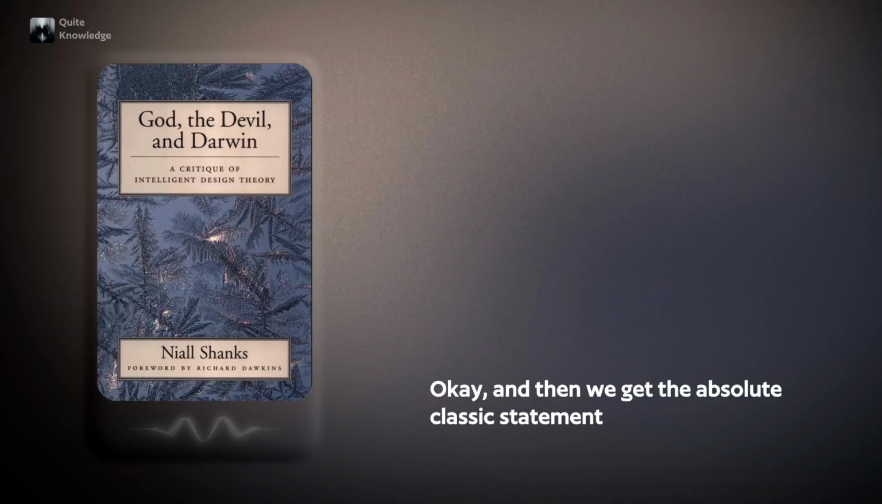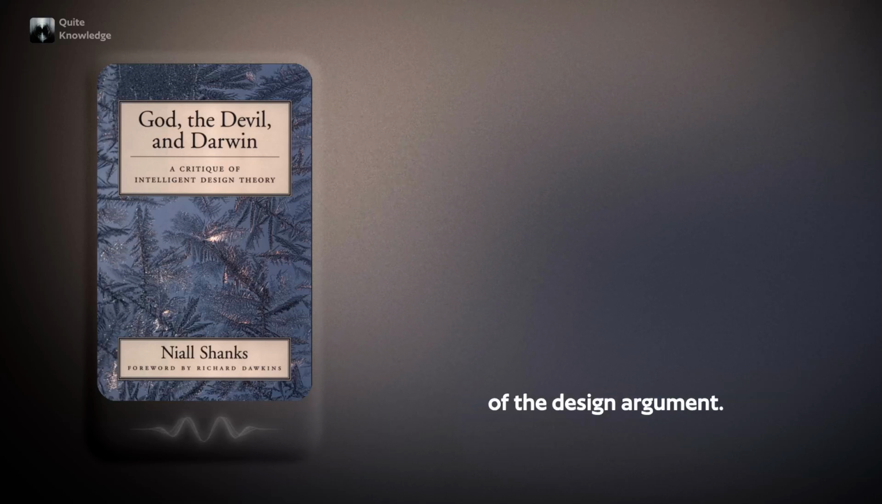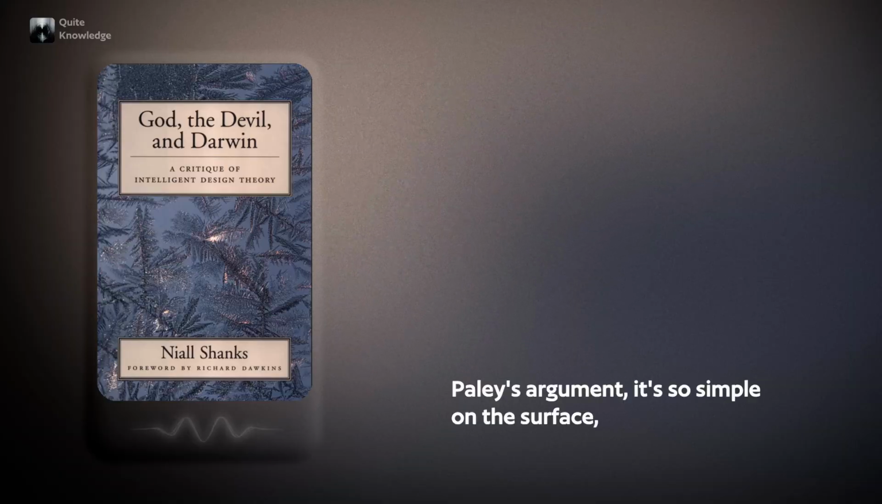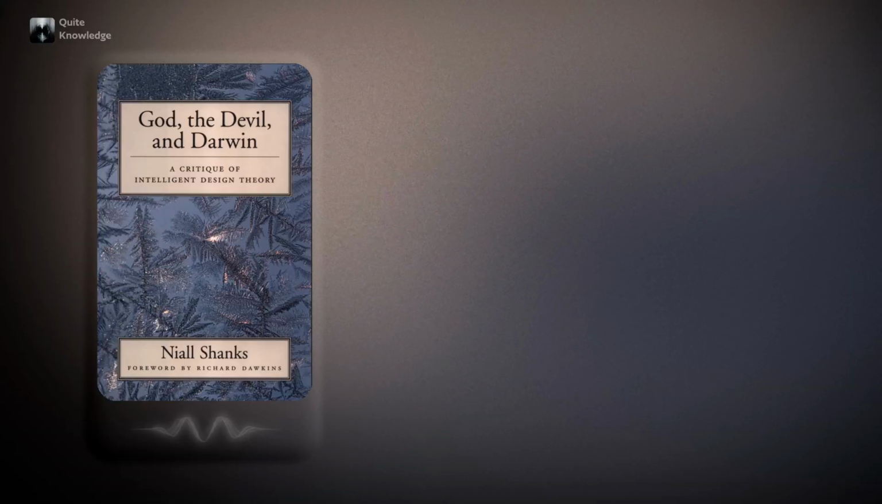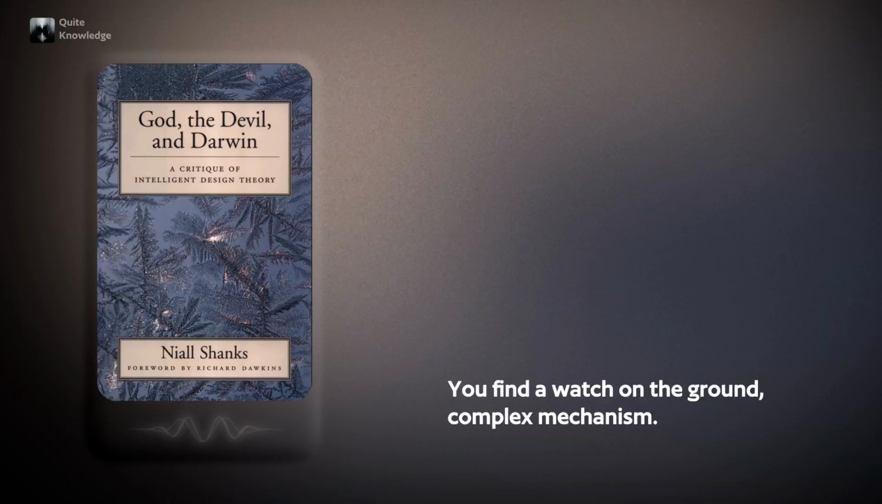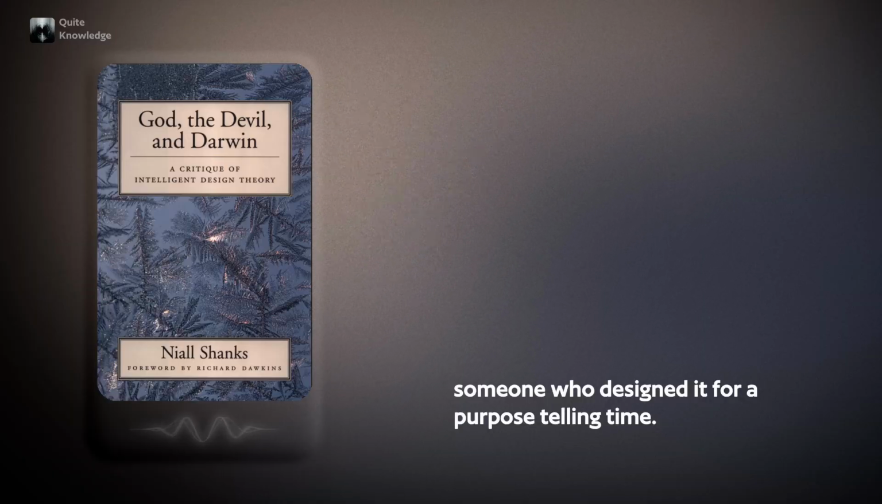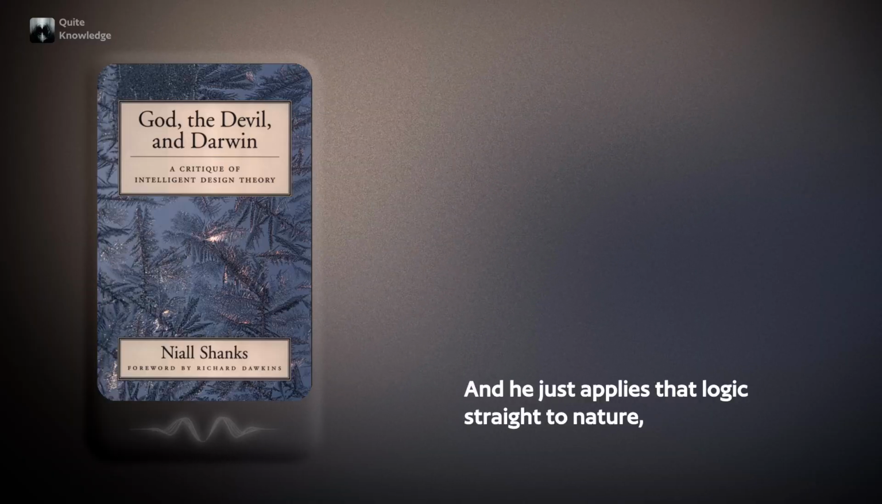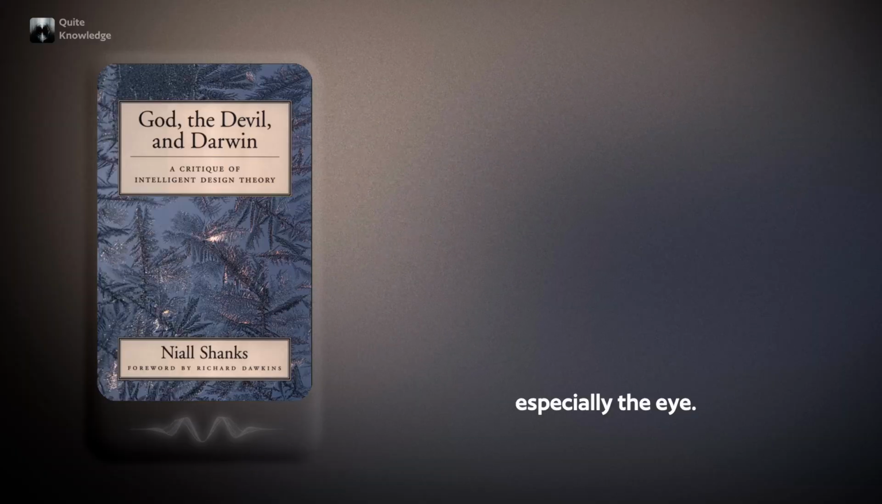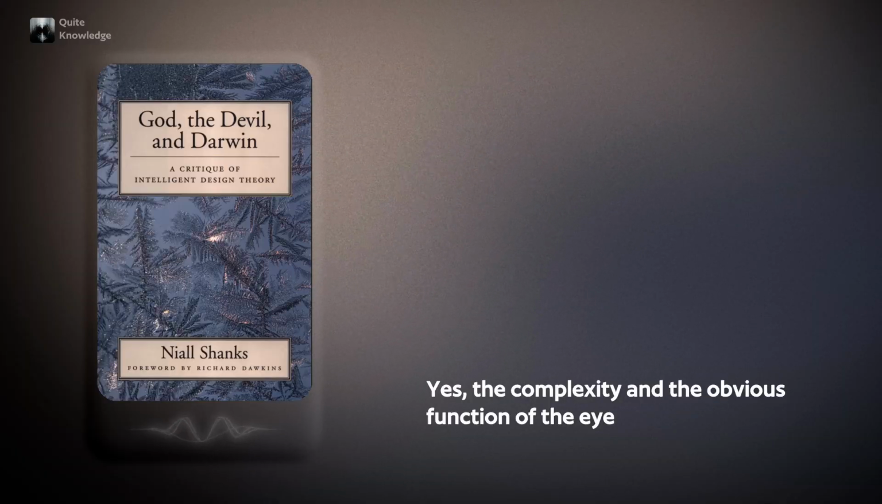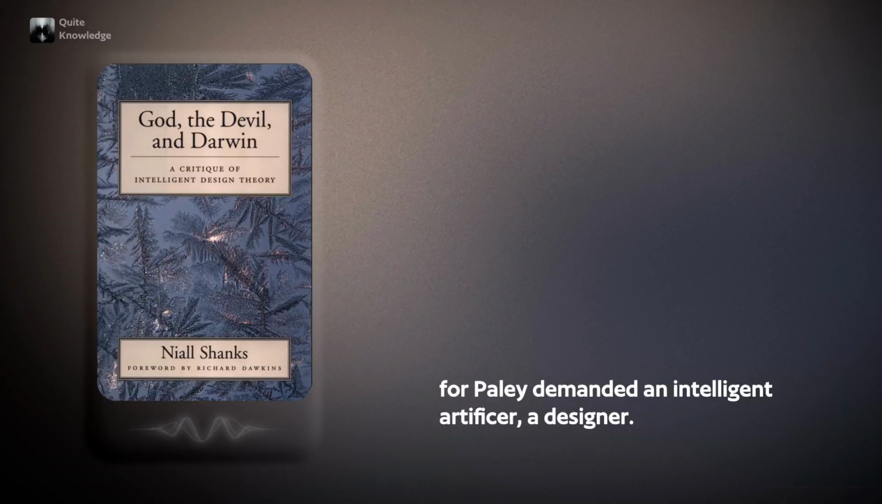Okay, and then we get the absolute classic statement of the design argument. William Paley, 1802, the watchmaker. Paley's argument. It's so simple on the surface, but incredibly powerful rhetorically. You find a watch on the ground, a complex mechanism. You instantly infer a watchmaker, someone who designed it for a purpose, telling time. And he just applies that logic straight to nature, especially the eye. Yes. The complexity and the obvious function of the eye, for Paley, demanded an intelligent artificer, a designer.